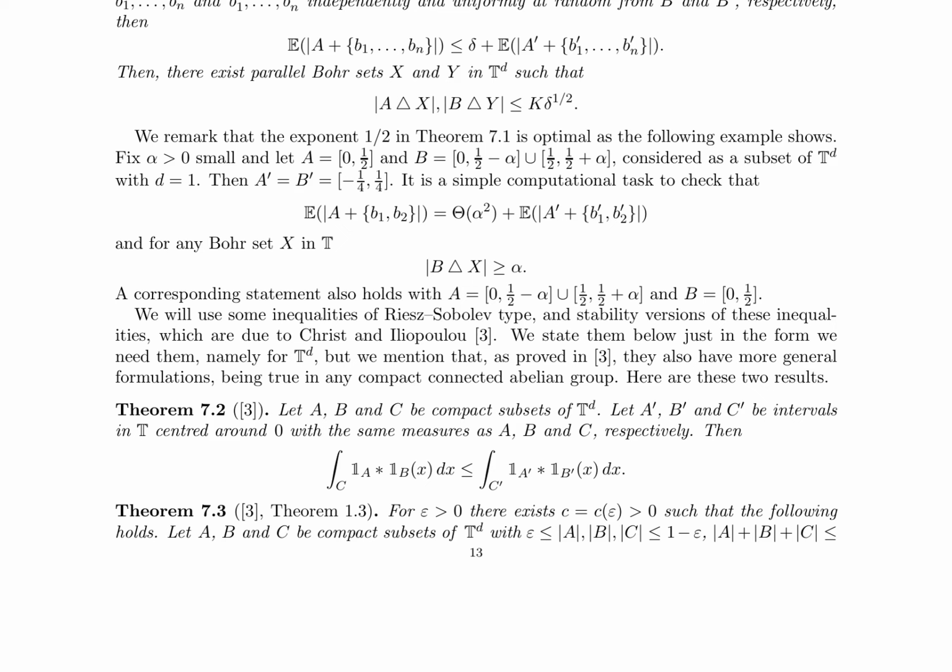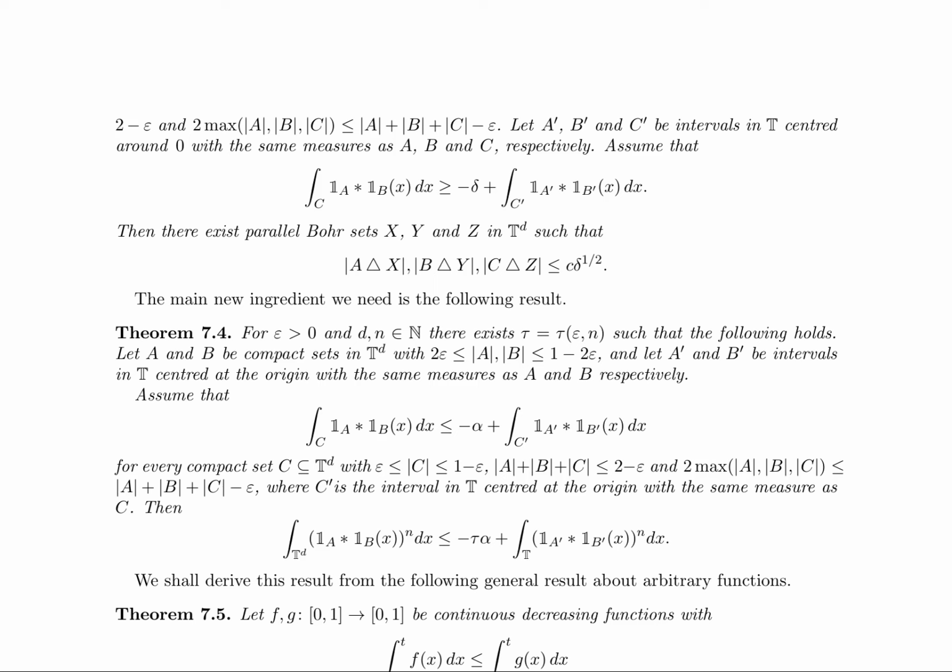The exponent 1/2 is optimal, as shown by an example. The section concludes by stating some inequalities of Riesz-Sobolev type and their stability versions, which are used in the proof of Theorem 7.1. The development of Theorem 7.4 is a key component in the analysis, establishing a connection between the measures of sets and the behavior of certain functions.